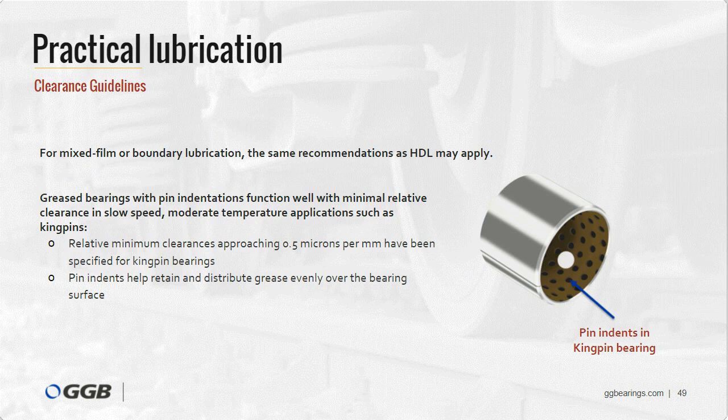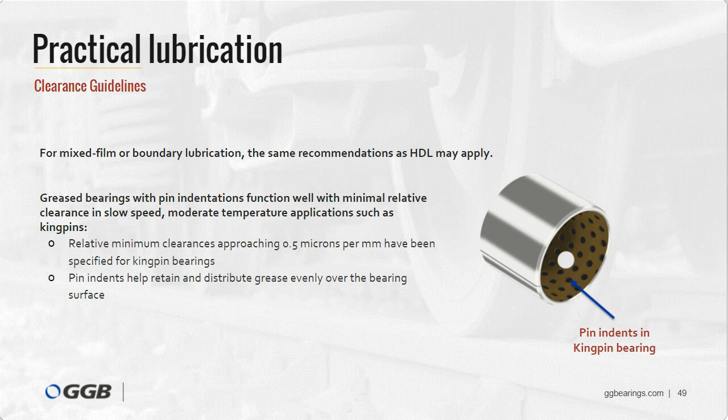So for dry running applications, we don't need to rely upon oil or grease to provide additional lubrication, so the minimum clearance can be less than that of a lubricated application. However, even if the bearing will operate in boundary or mixed film lubrication, the same clearance recommendations as that for hydrodynamic lubrication may apply. A typical grease bearing application is a kingpin bearing for heavy-duty truck uprights.